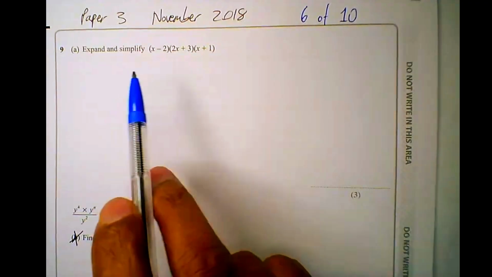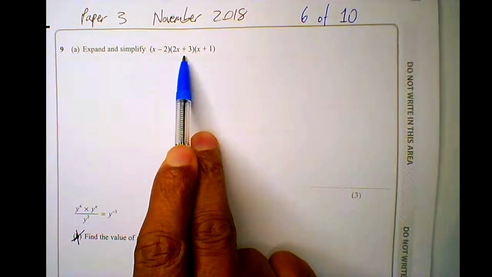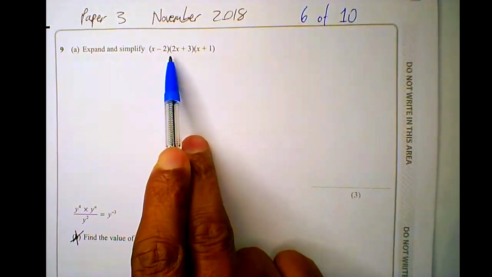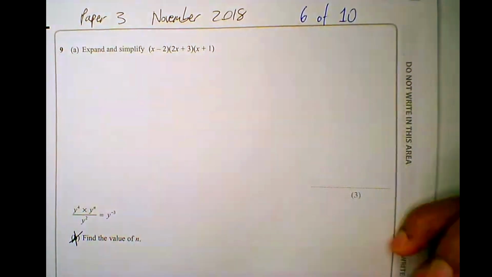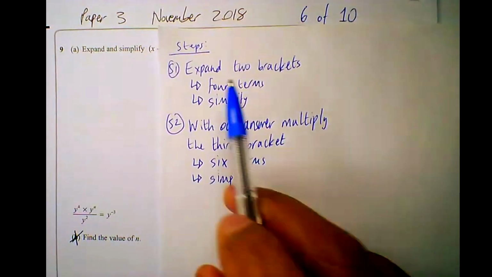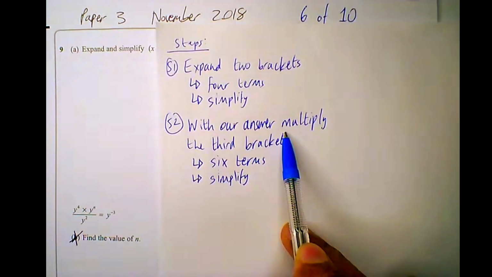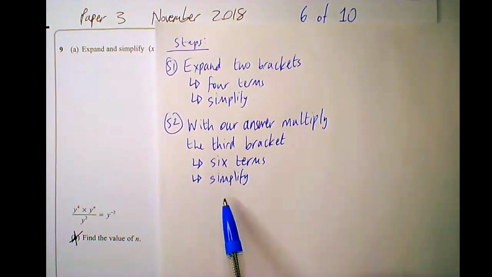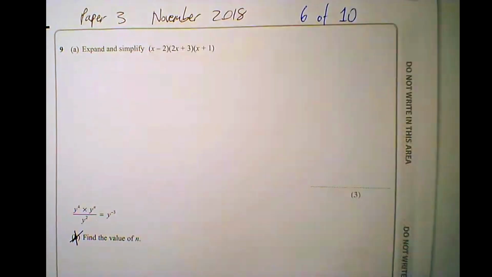So again, similar to before, expand and simplify (x − 2)(2x + 3)(x + 1). So the difference with this question is I've got 2x + 3 here. So I've got another little term here. But again, it's the same steps as before. Expand 2 brackets, simplify, take my answer, multiply it with the third bracket. I get 6 terms and I simplify. So it's the same process as before. So I'm going to do that again.